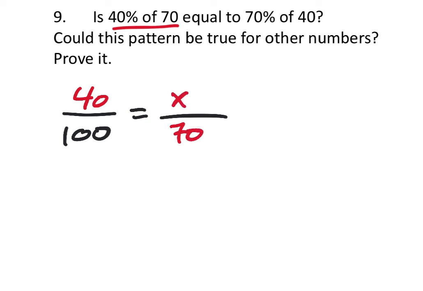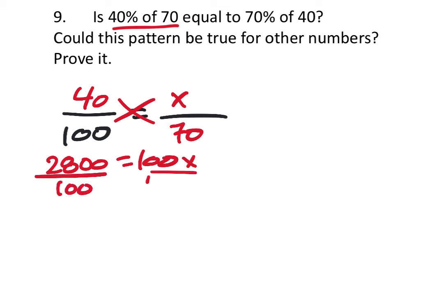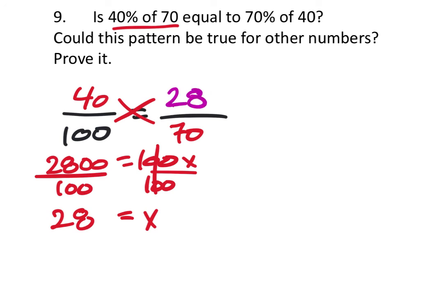Okay? And you can solve it any way that you like. I see cross multiplication works pretty good on this one. So 40 times 70 is 2,800. Would equal 100 times x. Divide both sides by the coefficient of x, 100. Just principles of equality, right? Makes that x equals 28. So x would be 28 on this one, right? Okay. So that was that first one.